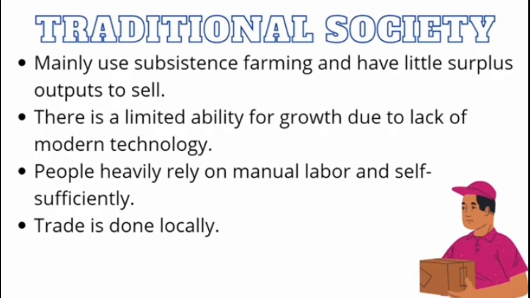Traditional society describes the characteristics of society traditionally, such as an agrarian economy that focuses on subsistence farming. This stage explains the limited technological advancements and lack of industrialization. As we can see in this society, many use subsistence farming and have little surplus output to sell. There is a limited ability for growth due to lack of modern technology. People heavily rely on manual labor and are self-sufficient. Also, trade is done locally.